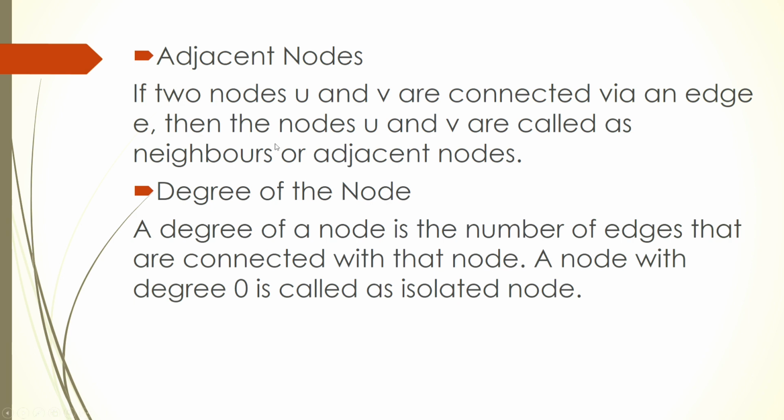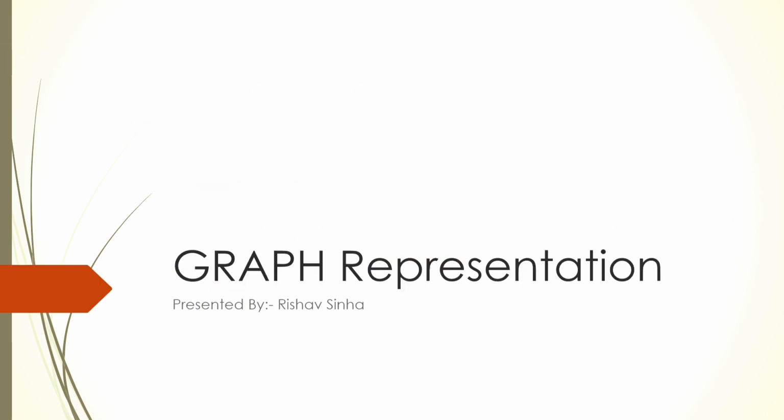So first is adjacent node. If two nodes U and V are connected via an edge E, then the nodes U and V are called neighbors or the adjacent nodes, right? So coming to the last part, that is the degree of the node. The degree of a node is the number of edges that are connected with that node. A node with degree 0 is called an isolated node.